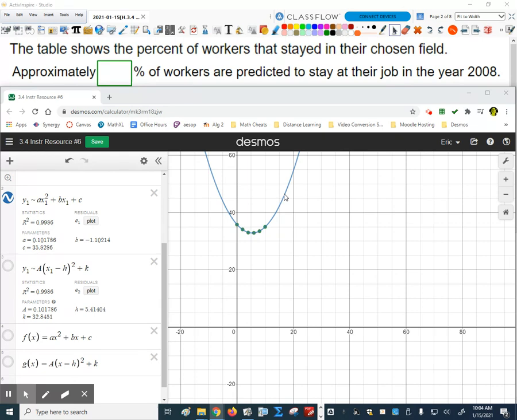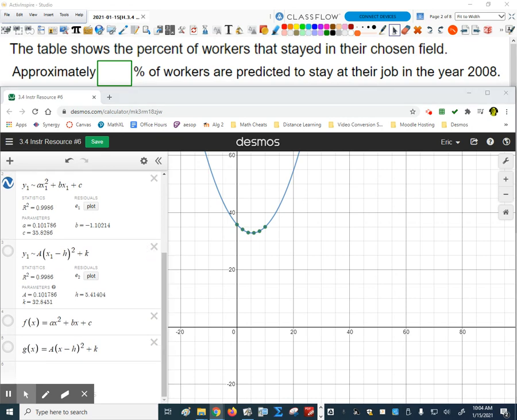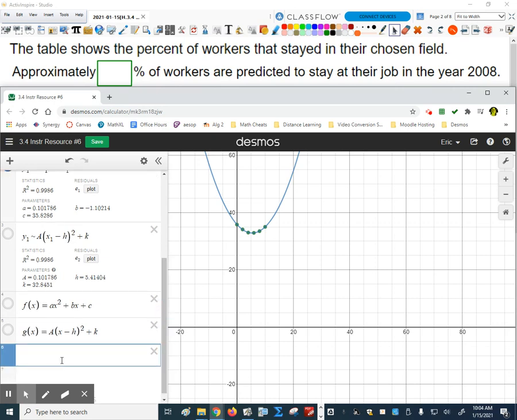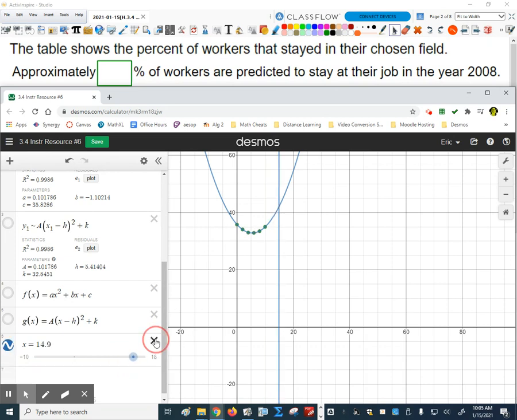right? Okay, so there's a couple ways I could do that. I could graph a vertical line x equals 18 if I wanted to, right? X equals 18, and I could just look for the intersection there. That's one way I could do it, right? Does that make sense? Okay, and then I could slide that value around if I want to and find other values of the intersection, but there's a better way, right?